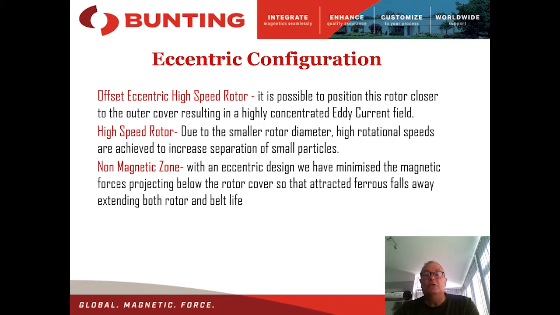As I said before, we can get higher rotor speed due to the smaller rotor diameter, which gives us greater change of flux, and we have a low magnetic zone at the bottom of the unit, which allows discharge easily if we do have a stray magnetic particle getting in, or a paramagnetic particle getting in.